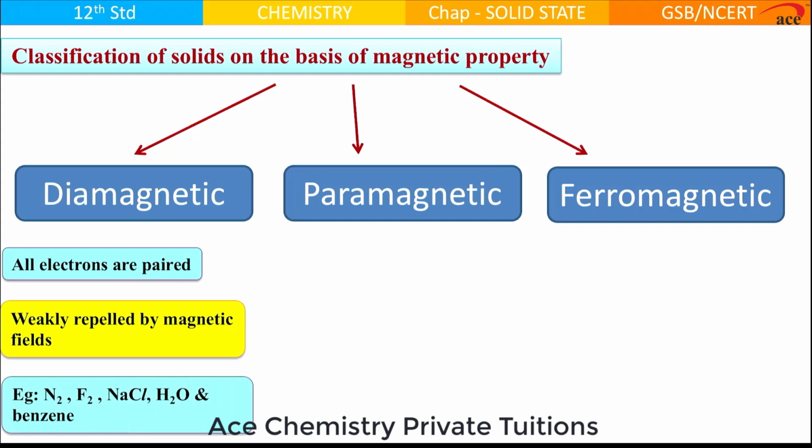Many examples around us are diamagnetic in nature. Nitrogen with all the electrons paired, fluorine with all the electrons paired, NaCl with all the electrons paired, they are all found to be diamagnetic.